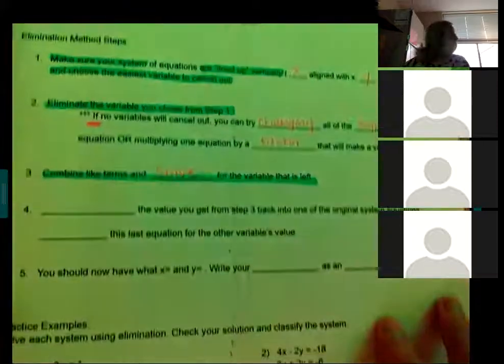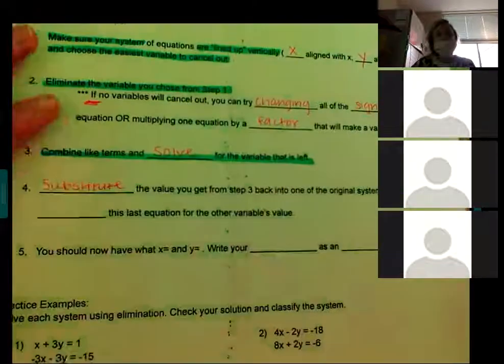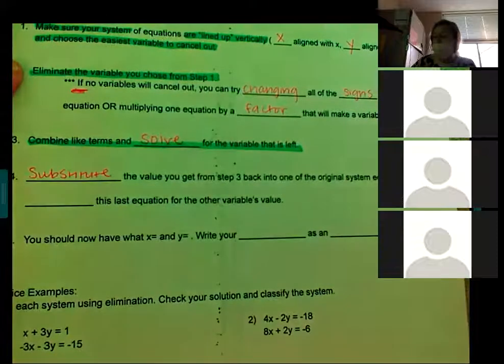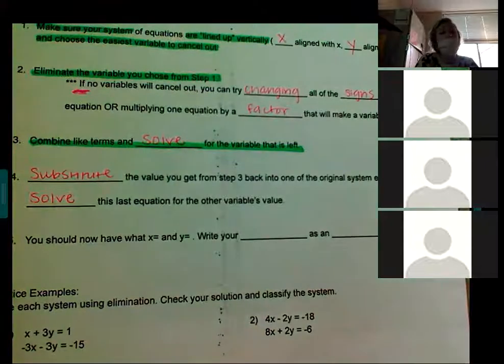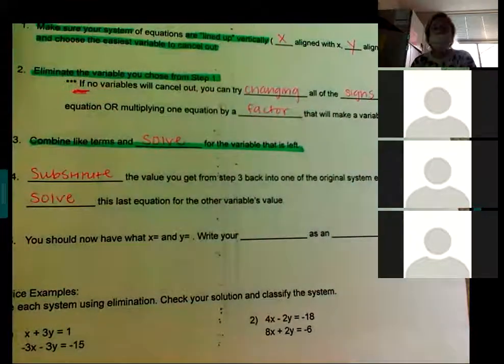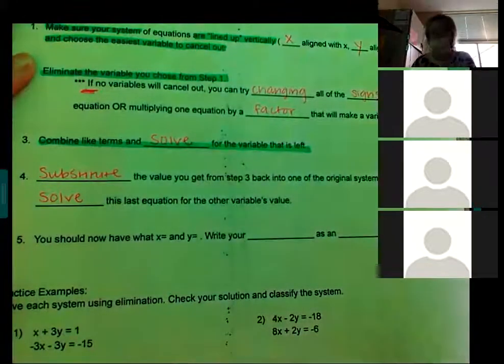And then step 4, y'all okay? All right, step 4, you're gonna substitute the value you get from step 3 back into one of the equations that you started with. And then you're gonna solve this last equation for the other variable's value. Seems like a lot, but once I do a couple, I do think a lot of y'all are gonna like this one better.